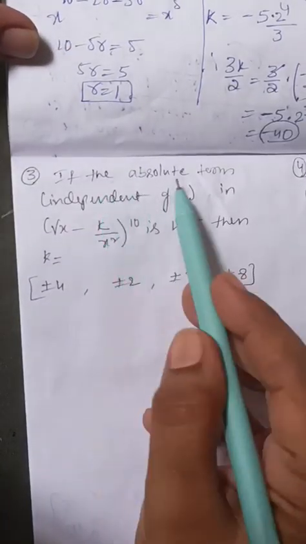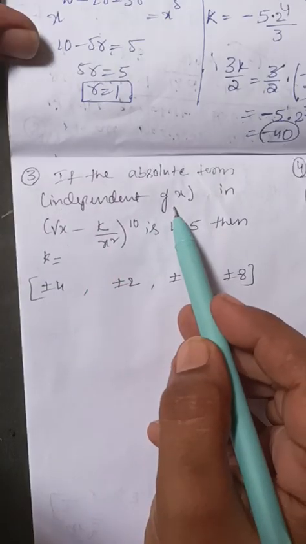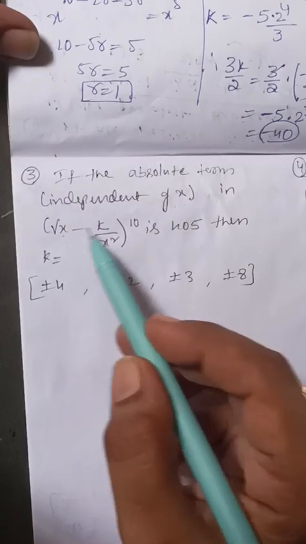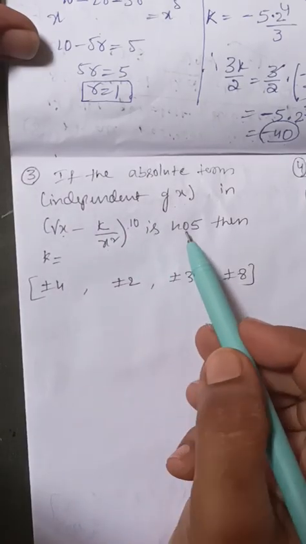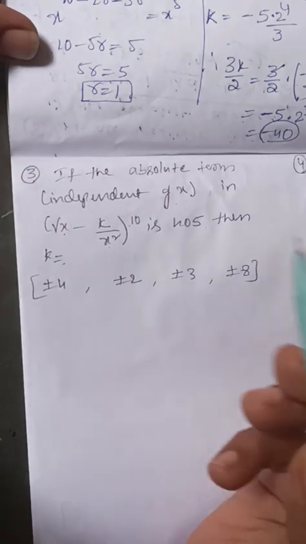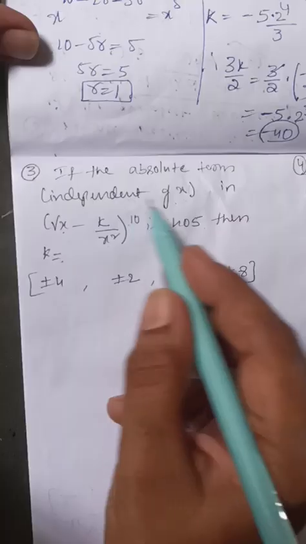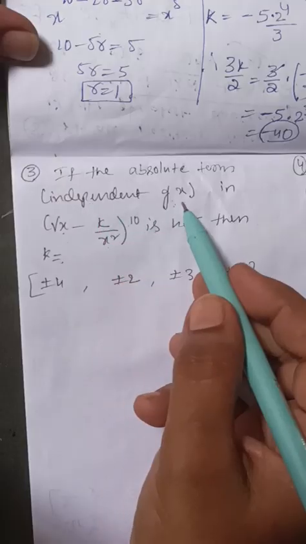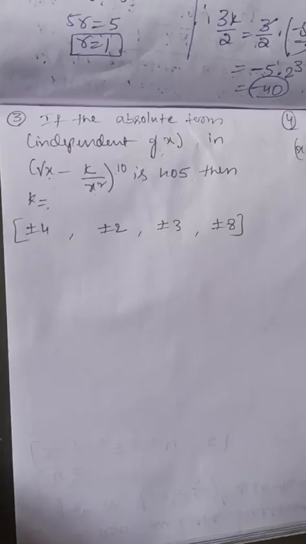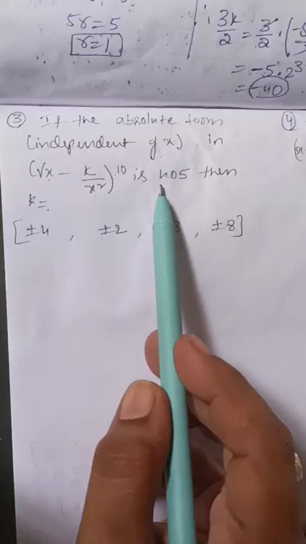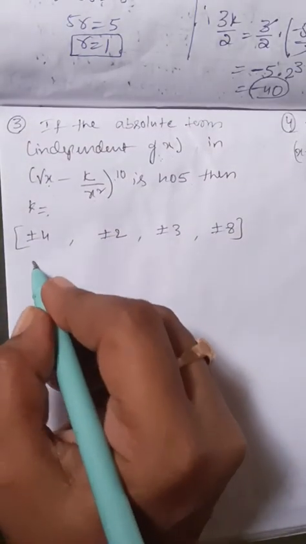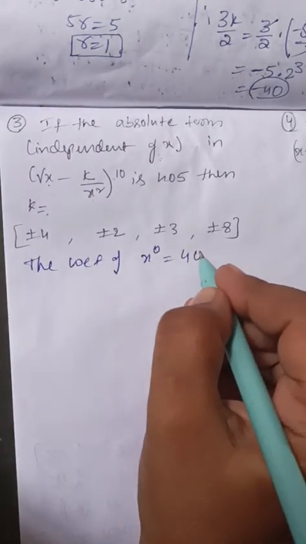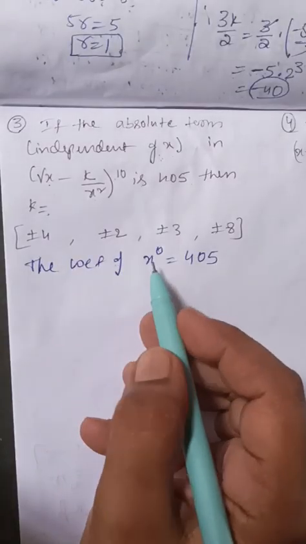Next question, if the absolute term, or independent of x, in the expansion of (√x − k/x²) whole power 10 is 405, then k is. Here absolute term nothing but independent of x means x power 0. X power 0 is called independent. So the coefficient of x power 0 is 405.